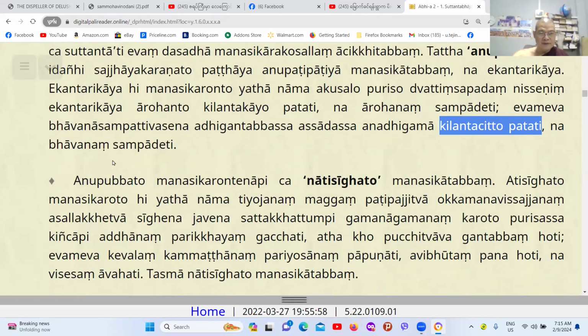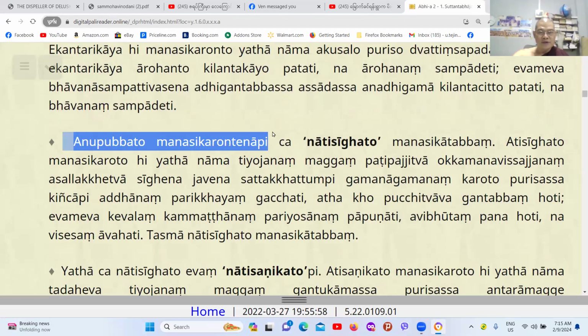Anupopato manasikarote napi, even though we contemplate these 32 parts of the body from one another, now without skipping. Nati sikato manasikataba. We should reflect on those not quickly here. Nati sikato, not too quick.